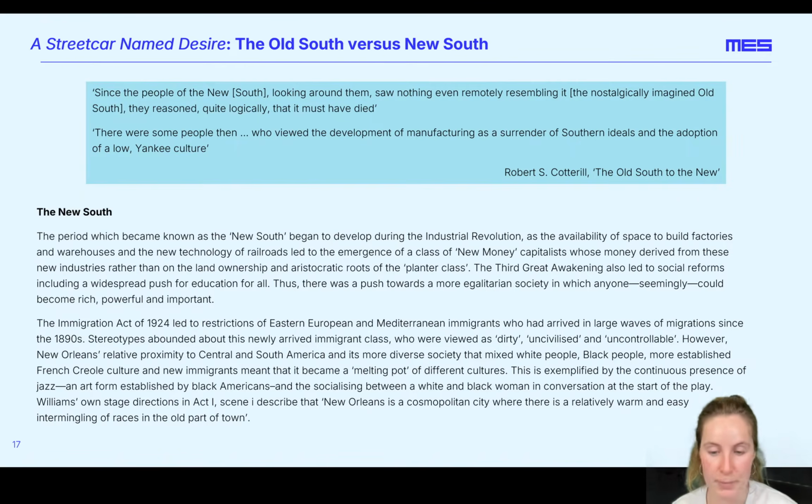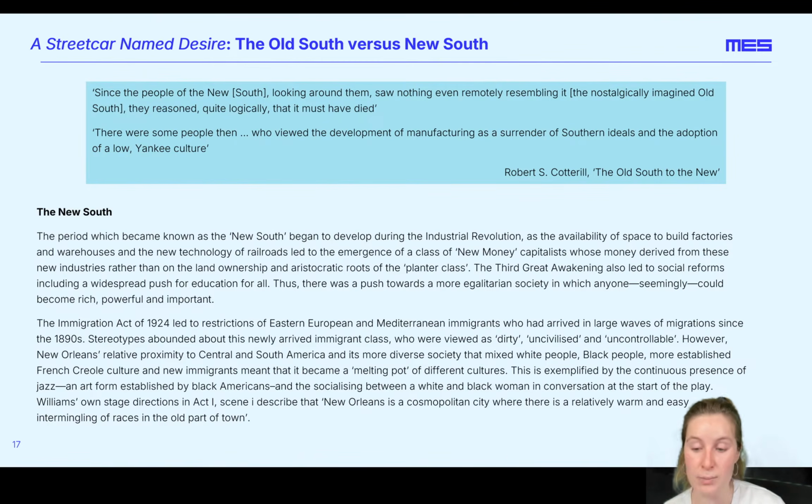So the New South was the period which became known as the New South began to develop during the Industrial Revolution, as the availability of space to build factories and warehouses and the new technology of railroads led to the emergence of a class of new money capitalists, whose money derived from those new industries rather than from land ownership and aristocratic roots of the planter class. So suddenly there are new people who are on top with money and wealth. The Third Great Awakening also led to social reforms, including a widespread push for education for all.